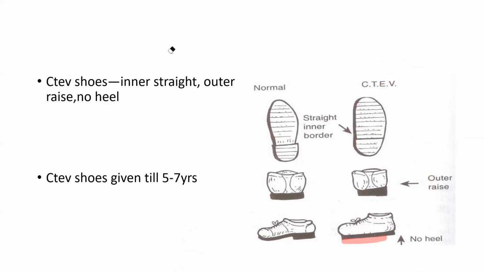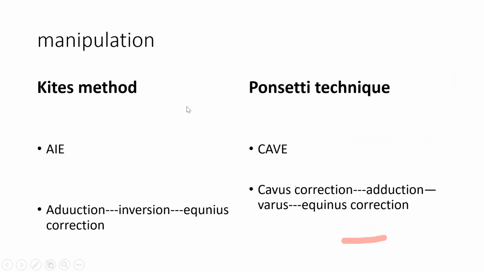You have to give this up to 5 to 7 years, and then you can relieve the baby from the shoes and splint. So 5 to 7 years is the normal treatment. Now, manipulation. There are 2 types of manipulation. Historically, previously there was a type known as the Kite's method, and you have a Kite's angle, named after the scientist Kite, where you see the talocalcaneal angle.